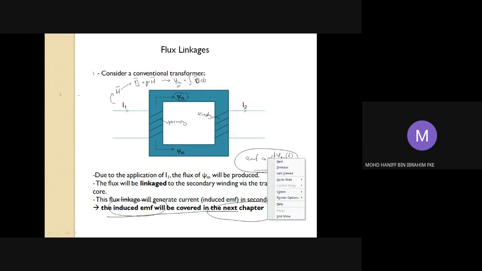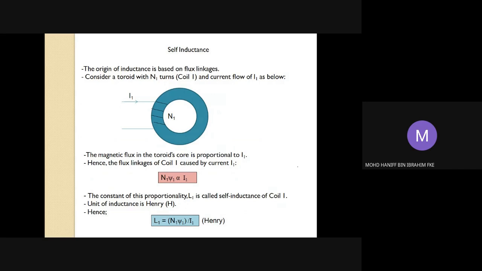The negative sign here is related to Lenz's law. I believe that you have some basic understanding of what is meant by Lenz's law. So Lenz's law and Faraday's law need to exist together in understanding the behavior of the EMF produced. Okay, so I left this for you to learn in a group as instructed to all of you. Okay, so we can now proceed with the self-inductance.